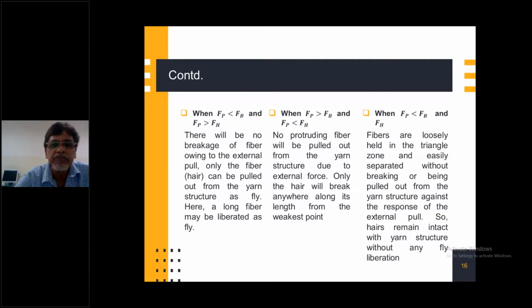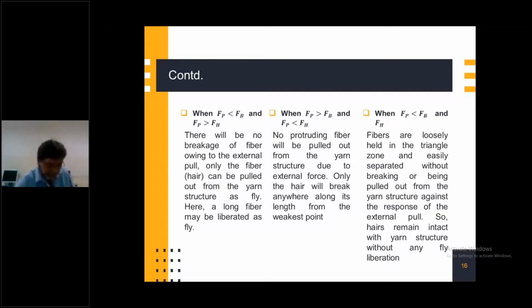Now there is a possibility when your inside structural force is very high, and if I pull it with a certain amount of force, but the breaking strength of the fiber is relatively weak, it will break at the weakest point and come out as a fly. Or there is a possibility when the internal forces binding the fiber are less, and the external forces act on the movement of yarn over different surfaces, then the fiber will come out, liberated as a fly with a larger length.